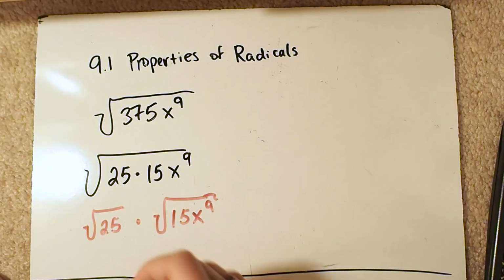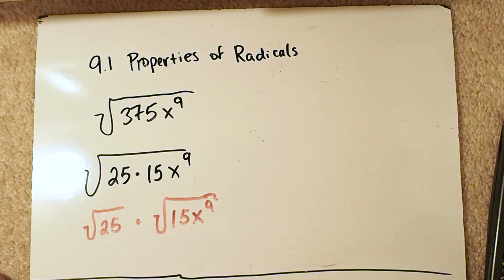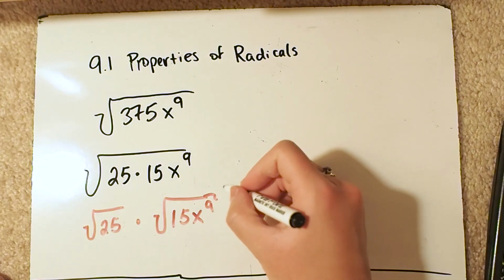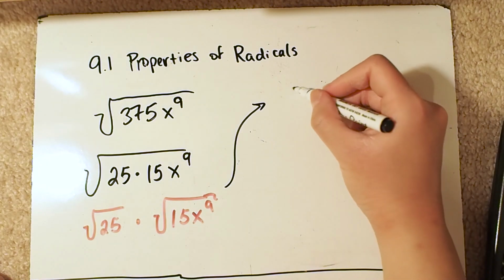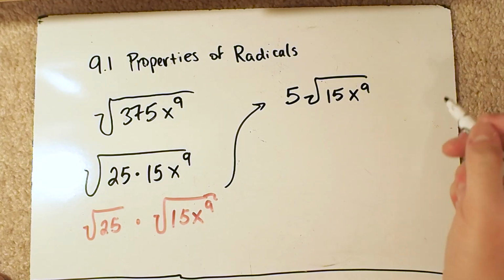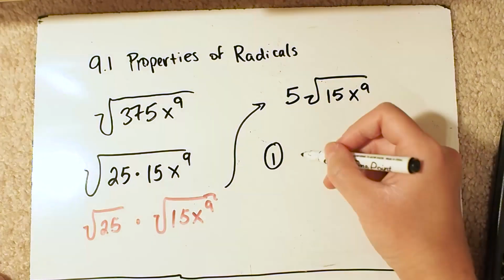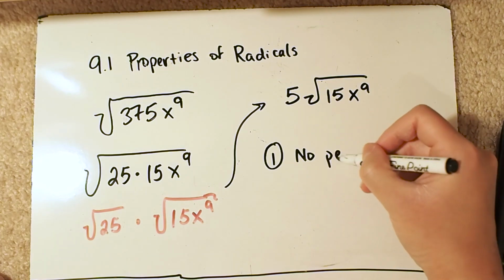Going from there, I know the square root of 25, and for the purposes of this lesson, we're just going to be using the positive square root. We don't need to worry about negatives right now. So that's now 5 times the square root of 15x to the 9th. Now I've satisfied my first condition of simplifying. There are no perfect squares inside of this radical.